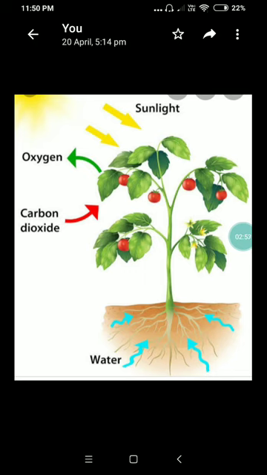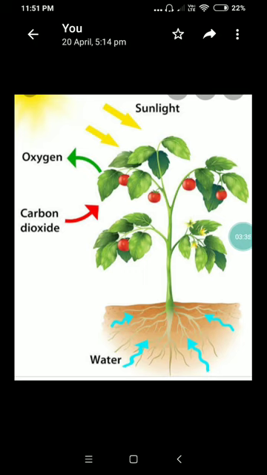Now let's learn the definition of photosynthesis. Children, this is not given in the textbook, but for your knowledge, I am explaining this. Listen to it carefully. The process by which leaves prepare their food from water and carbon dioxide in the presence of sunlight and the green colored substance, chlorophyll, which is present in the leaf, is called photosynthesis, and during this process oxygen is released.